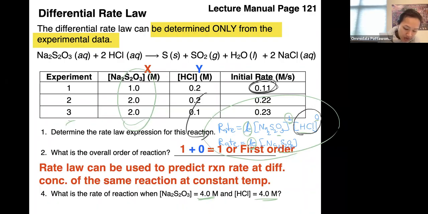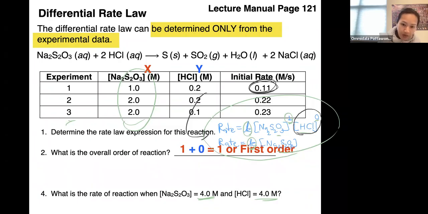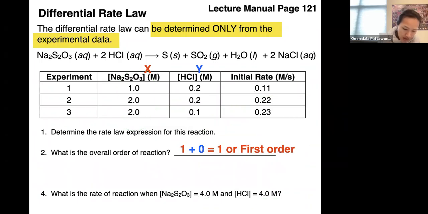Okay, so how can we do that? I'm going to use the same rate law equation that we did earlier, which is rate equals k. But now we know the value of k. k is 0.11 per second, multiplied by the concentration of sodium thiosulfate raised to 1, which is equal to itself. And then hydrochloric acid is raised to 0. So that's why I'm excluding this case, because it's equal to 1.